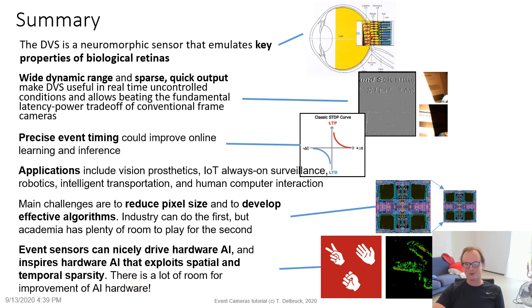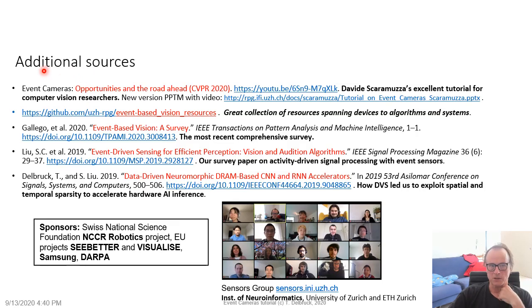So that concludes this tutorial, and thank you very much for your attention. If you're interested in learning more, there are some additional sources on this slide, which is just the tip of the iceberg. One of them is Event Cameras: Opportunities and the Road Ahead. It's a very nice YouTube video tutorial from Davide Scaramuzza directed at computer vision researchers. Then there's a fantastic collection on GitHub of resources spanning devices to algorithms and systems. This is like the go-to place if you want to find a dataset or an algorithm using these DVS cameras or other varieties of them.